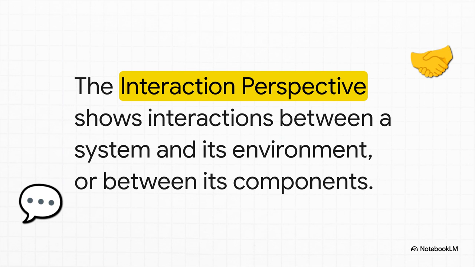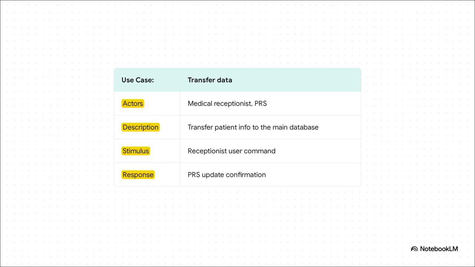This is the interaction perspective, where we map out all the conversations between our system and the outside world. And this slide makes that idea really concrete with what's called a use case. We're looking at a hypothetical medical system called MentCare. The task is simple: transfer data. Notice how it defines the actors involved, in this case, a person and another computer system. It shows the stimulus that kicks the whole thing off and the expected response that tells us it worked. You basically map out every single interaction just like this.